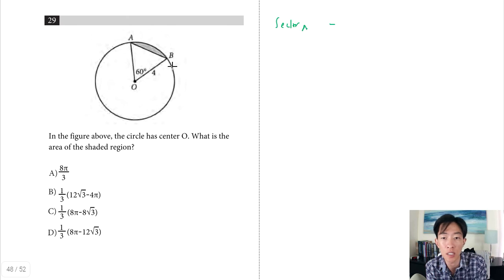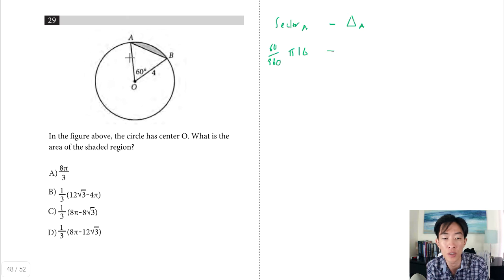Minus the area of the triangle. So what is the area of the sector? We can simply do a fraction of the entire area of the circle because this is 60 degrees out of 360, and the area of a circle is pi r squared, so that becomes pi times 4 squared, which is 16.